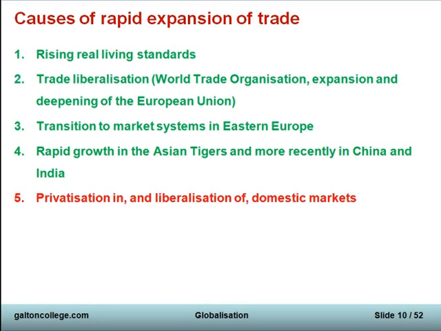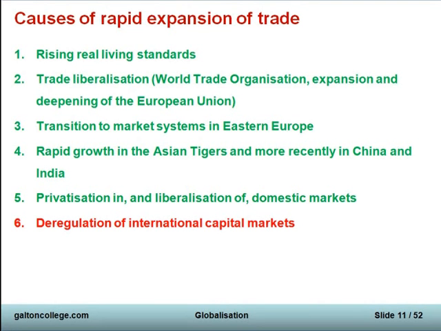There has also been privatisation and liberalisation in domestic markets. Some governments have really embraced the market system and have gone towards winding back the state, privatising the state, and this in itself has created opportunities for companies to trade across national boundaries. Perhaps markets which in the past were protected are no longer protected, and now the markets are open for trading purposes.